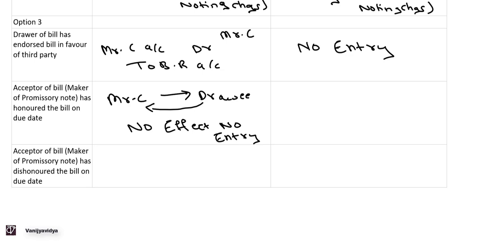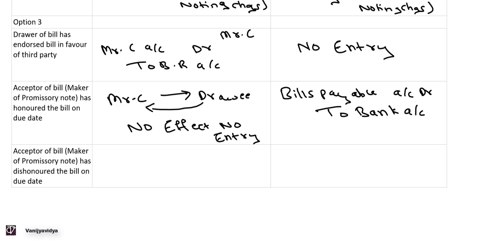Now in case of the drawee of the bill, he has made the payment against that bills payable. So the entry for him will be bills payable account debit to bank account, since he has made the payment. Then in the third option, say if the acceptor of the bill, maker of the promissory note, has dishonored the bill on the due date.